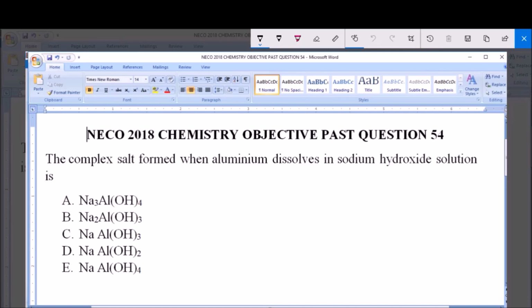I will be answering NECO 2018 Chemistry Objective Past Question 54. The complex salt formed when aluminium dissolves in sodium hydroxide solution is A. Na3[Al(OH)4], B. Na2[Al(OH)3], C. Na[Al(OH)3], D. Na[Al(OH)2], and E. Na[Al(OH)4].